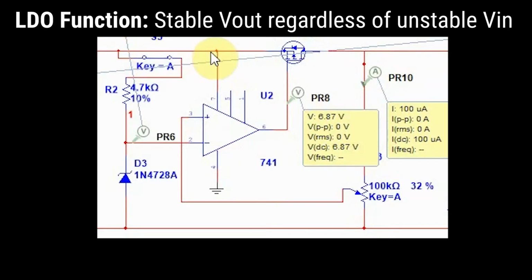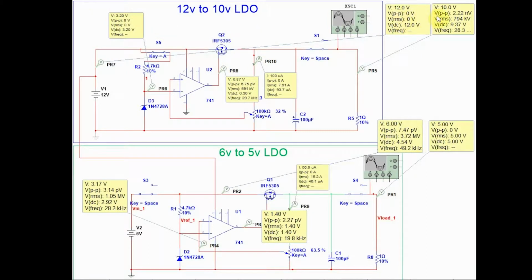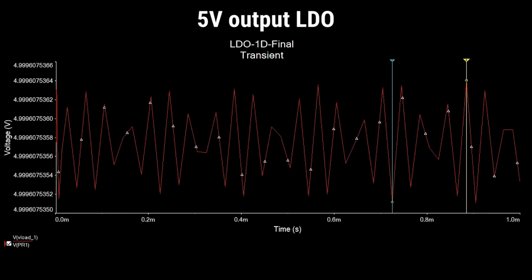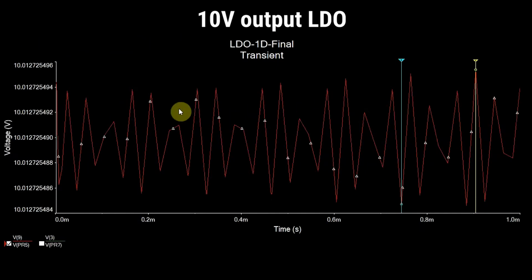I would like to go through to show that our simulation works. I will play the simulation, and you can see that the output voltage of the 12 to 10 volts is a stable 10 volts, and the output voltage of the 6 to 5 volts is a stable 5 volts. Performing a transient simulation for the output voltage ripple, we can see that for the 5 volt output, the voltage ripple is below 4 decimal places, and therefore the output is very stable. Correspondingly, if we take a look at the 10 volts output ripple, the voltage is also hovering within lower than 4 decimal places, and therefore it's also very stable.